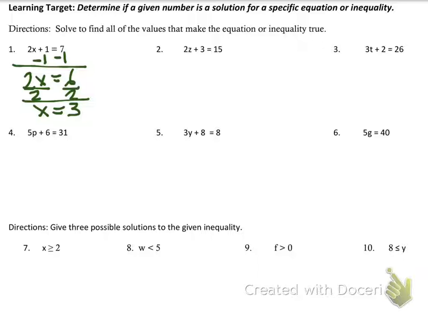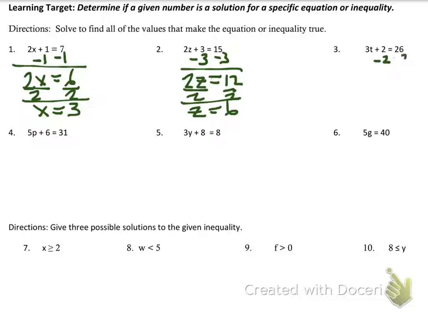Another two-step equation, subtract 3 from both sides. Remember, you have to get rid of the addition and subtraction first. So we get 2z equals 12. And then divide each side by 2, and you get z equals 6. Number 3, I need to get rid of the positive 2 first, so I'll subtract 2 from both sides. And when I do that, I get 3t equals 24. And then divide each side by 3. You get t equals 8.